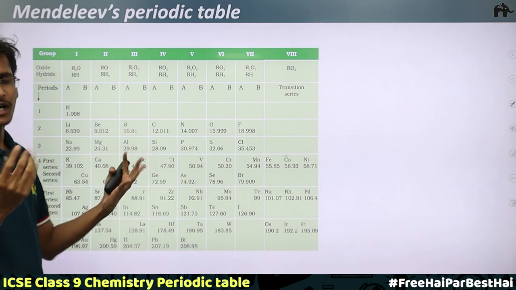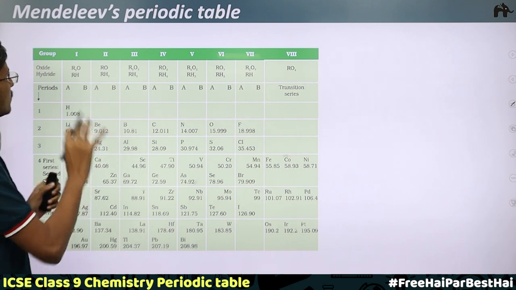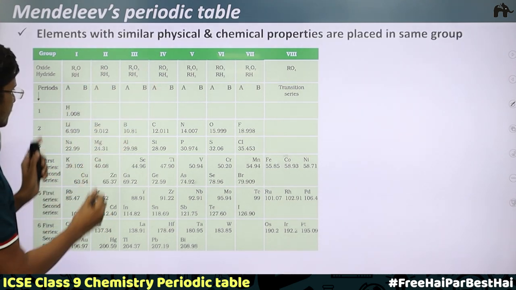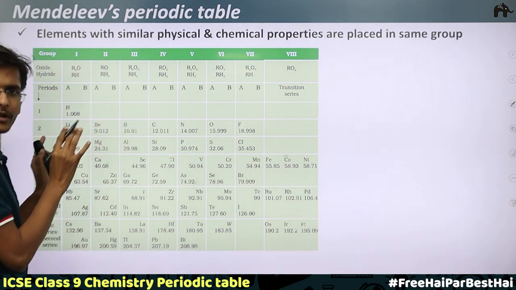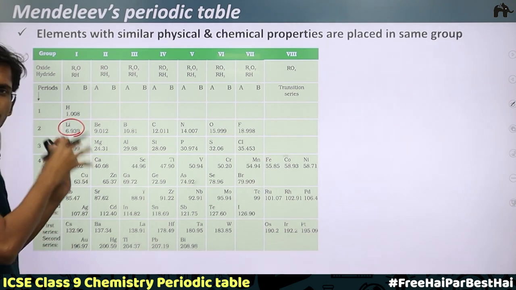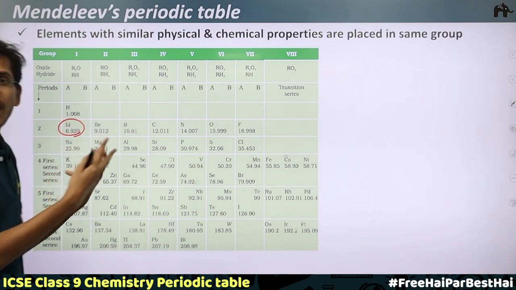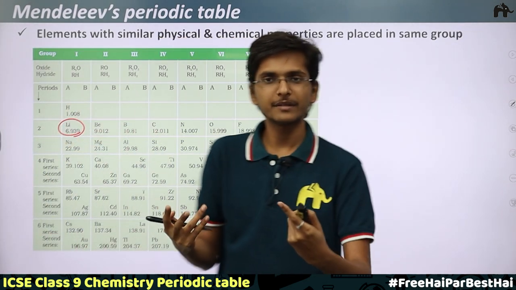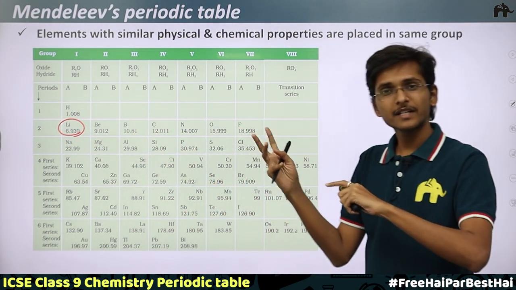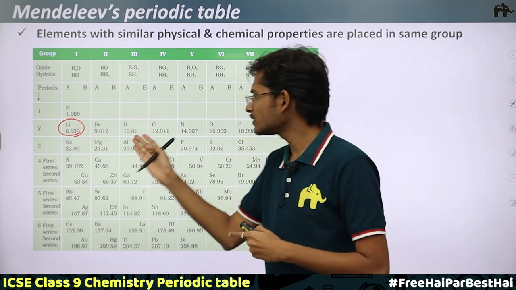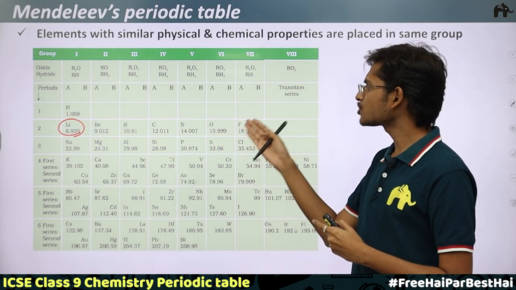Let me demonstrate how he would have placed it. Suppose he started with lithium and then began to arrange the elements in increasing order of atomic weights. From lithium, the next higher atomic weight element was beryllium, then boron, similarly carbon, nitrogen, oxygen, fluorine.